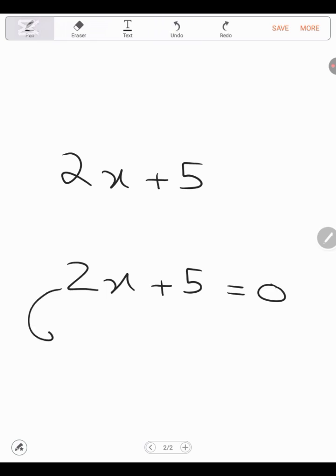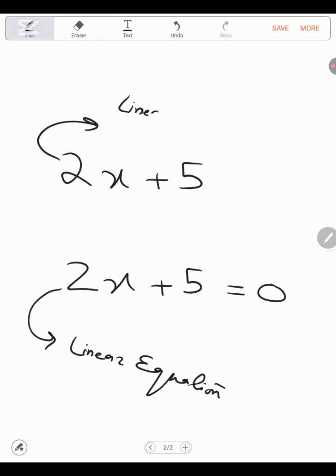So this indicates that this is a linear equation, and this is just a simple linear expression. So whenever you have an equals to sign, it's going to indicate that it is an equation, and whenever you don't have any equals to sign, we just consider it as a linear expression.